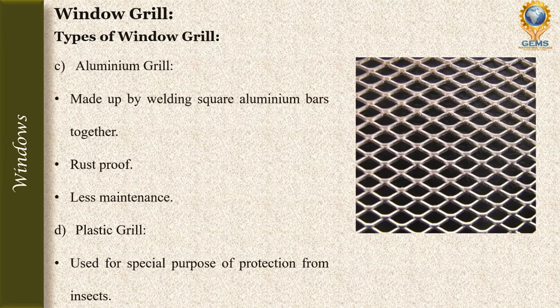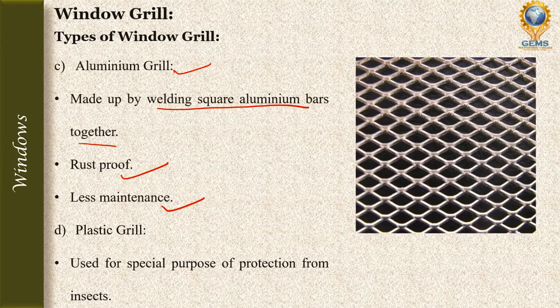Third type is aluminum grill. Here we will use aluminum bars to make the window grill. This is made by welding square aluminum bars together. Why we are going for aluminum bar is they are very good in rust proof. No rust will harm the aluminum, and it is also less maintenance. It doesn't require any more amount of maintenance.